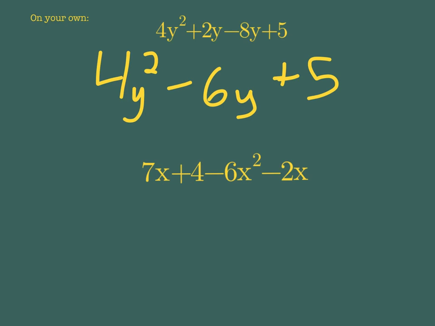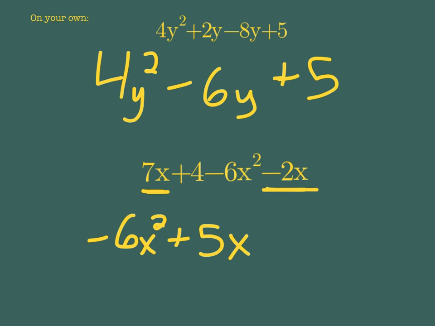I'm going to do the 7x minus 2x. And when I do that, I get 5x. Right? And then I want my leading degree, the negative 6x squared, to be out in front. So I'm going to move that out to the front, and I'm going to take the negative with it. So it's going to be a negative 6x squared plus 5x. And I can't do anything with the 4, so that goes on at the end. So my answer for this one is negative 6x squared plus 5x plus 4.